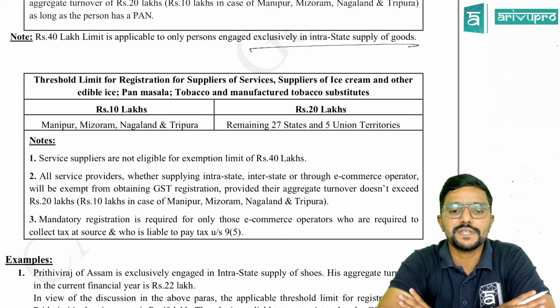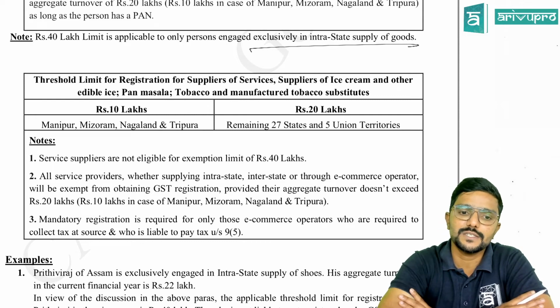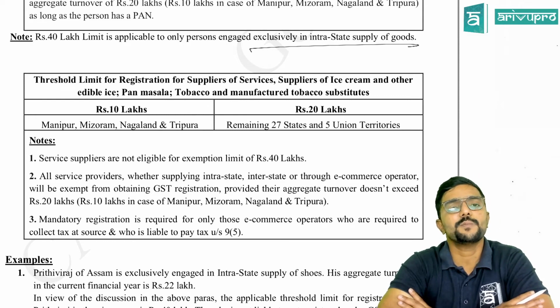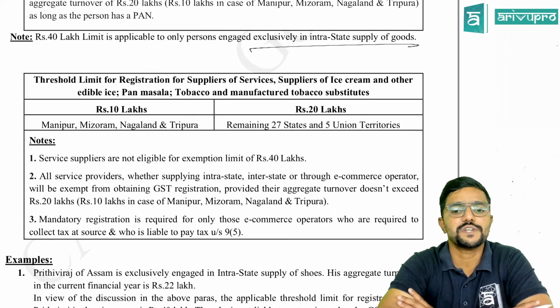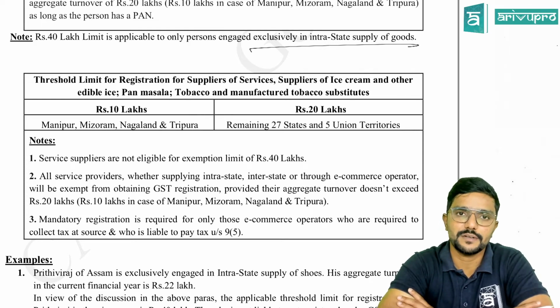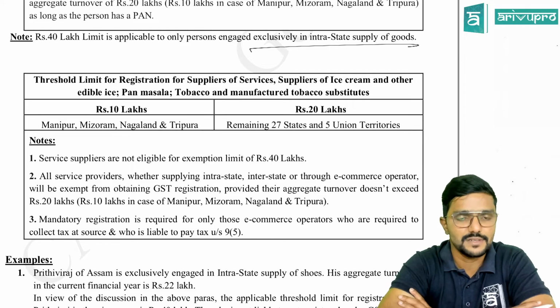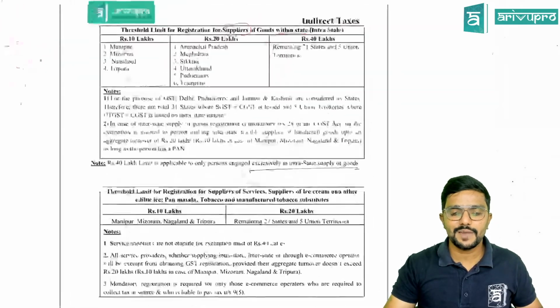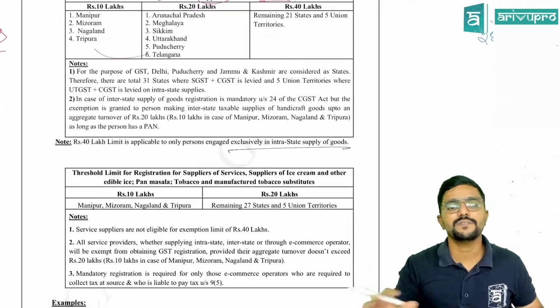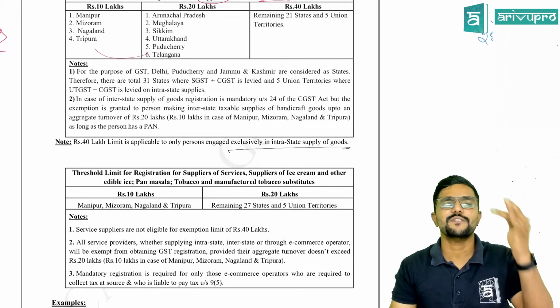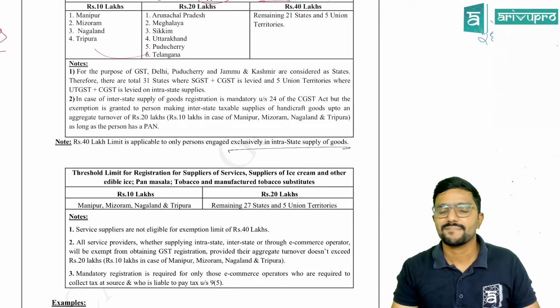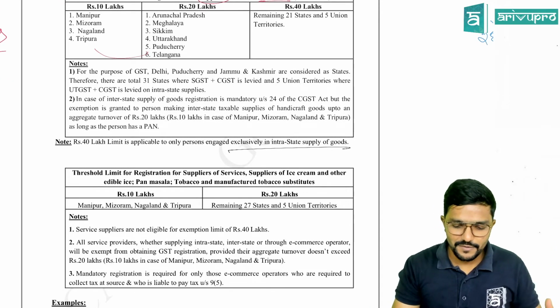Next, the last one. Mandatory registration is required only for those e-commerce operators who are required to collect tax at source or who are liable to pay tax under section 9(5). For them, mandatory registration is required for electronic commerce operators, as per section 24, guys. Clear? So these two tables give the summary of whatever limits we have discussed, 10, 20, 40, and when exactly they apply.